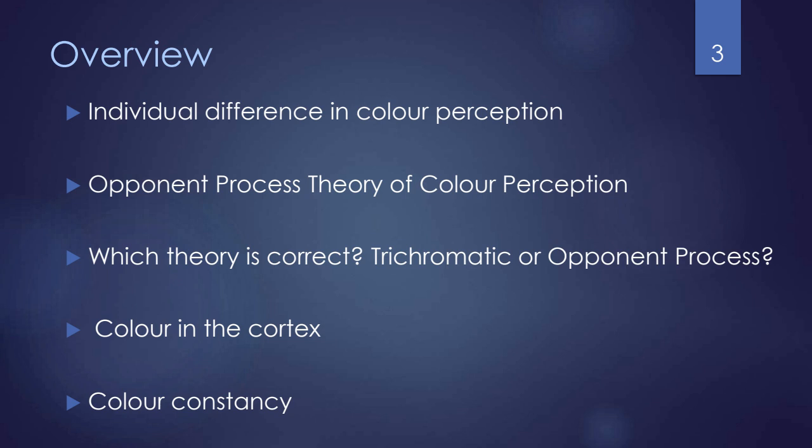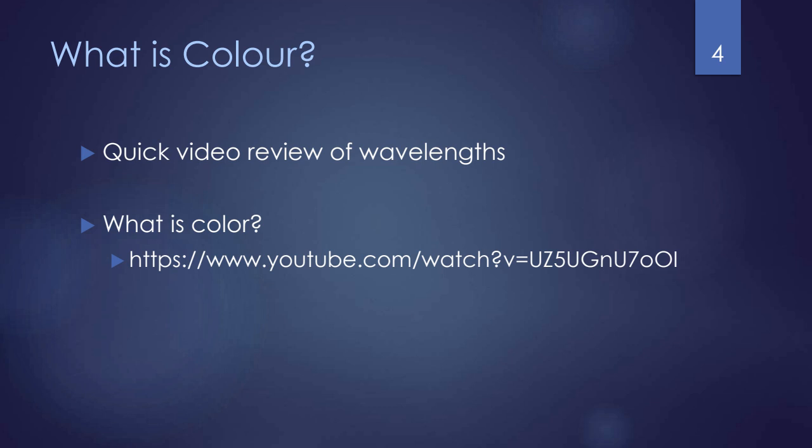Okay, we're also going to look at color in the cortex just briefly, and we'll also look at color constancy. So color constancy is an interesting topic, and we are going to look at color constancy by looking at the dress illusion, if you're not familiar with that. Okay, so those are some of the topics that we'll be looking at between the Nearpod lesson and the live lecture.